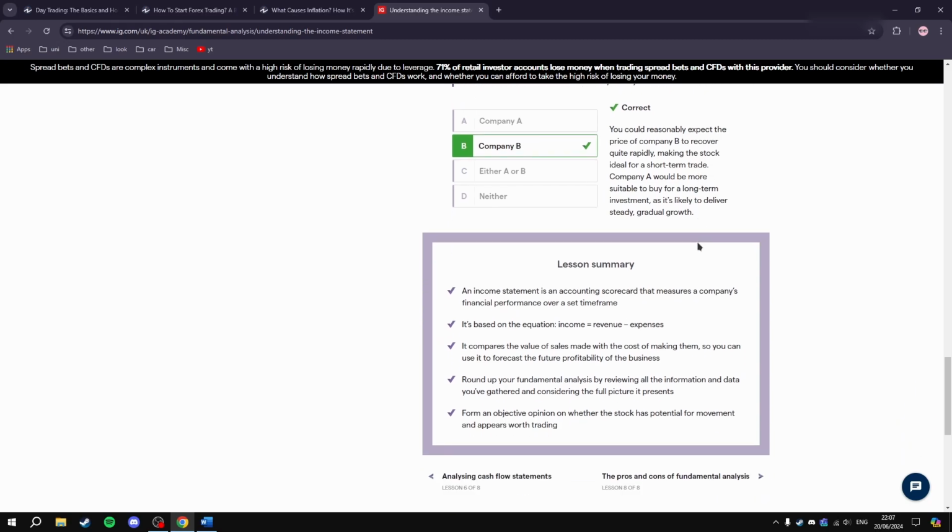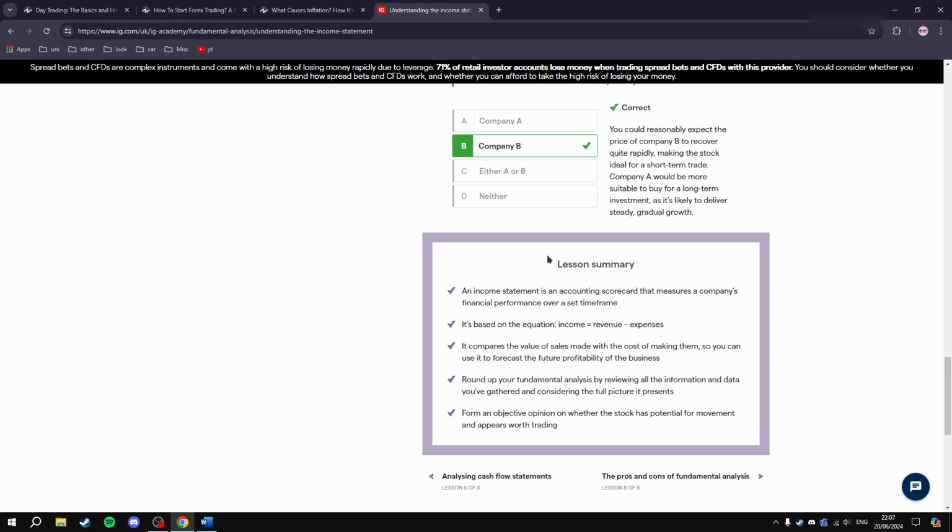An income statement is an accounting scorecard that measures a company's financial performance over a set time frame. It's based on the equation income equals revenue minus expenses. It compares the value of sales made with the cost of making them, so you can use it to forecast the future profitability of the business.